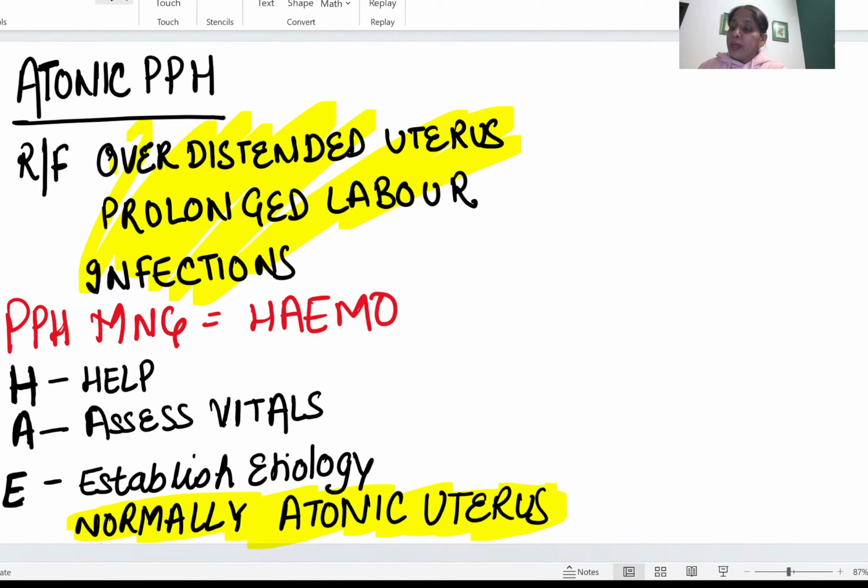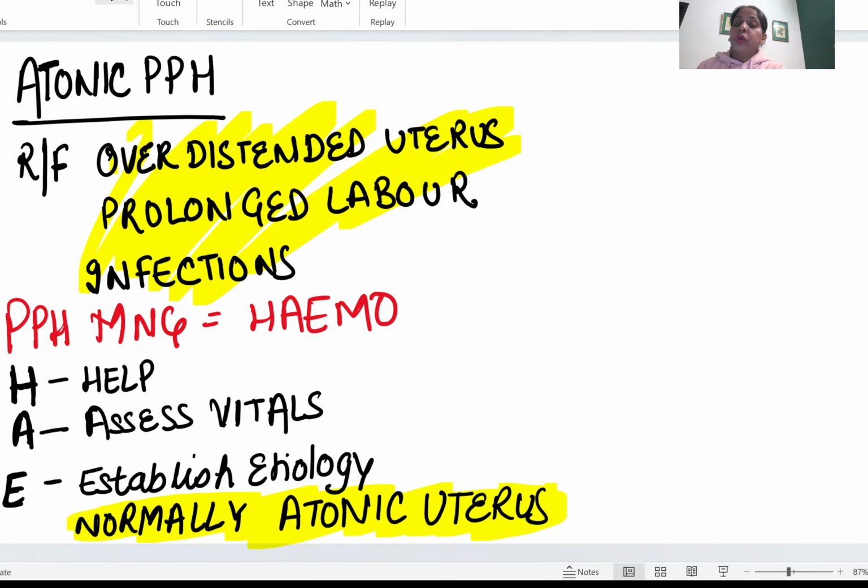polyhydramnios. So yes, Dr. Isaac, you are right. In the multifetal pregnancy, in polyhydramnios, in macrosomia, in all these conditions, even in the multiparous lady, because there is prolonged distension of the uterus, so there is over distended uterus, right? And prolonged labor. Yes, in Rh isoimmunization there is polyhydramnios. Yes, in the diabetic mother too there is over distension due to polyhydramnios.